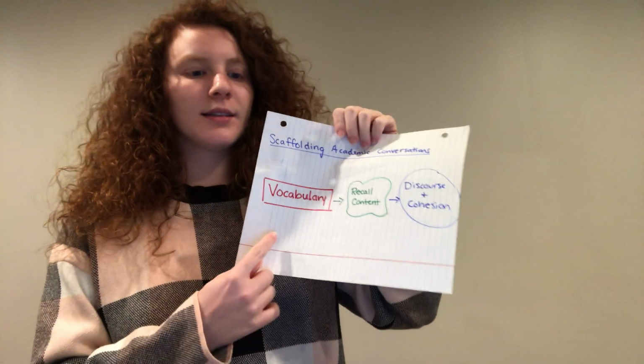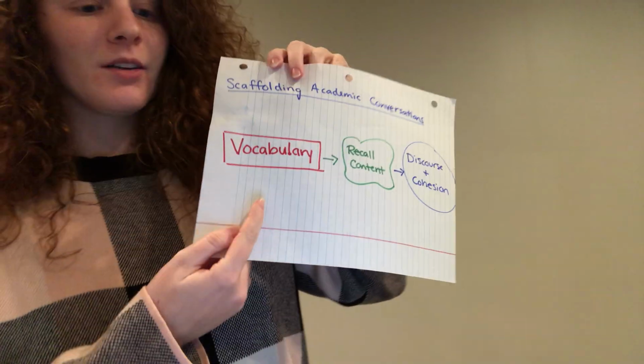So first they're prompted to discuss the knowledge of academic vocabulary. So students need to be able to recall and understand vocabulary terms in depth. They need to use them within the context correctly. The academic conversation prompts activate their prior knowledge of the words.